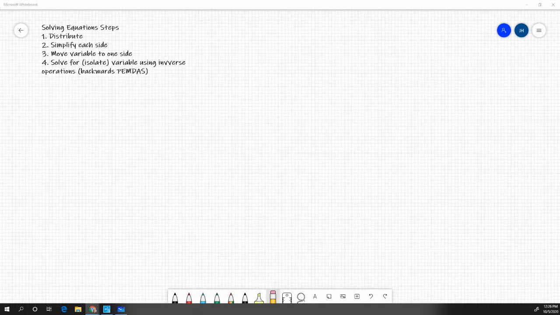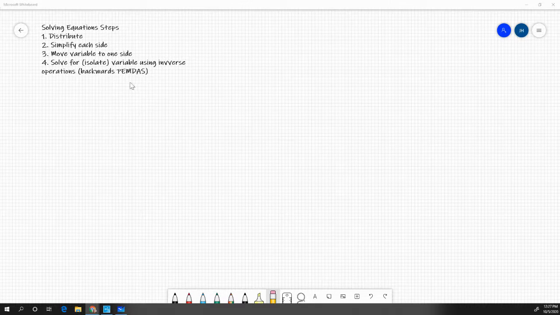Today we're going to be talking a little bit about solving equations. Last week we talked about order of operations and simplifying expressions, and today we're going to be talking about solving equations, which really is just isolating a variable, finding out what that variable represents related to the equation that it's in.